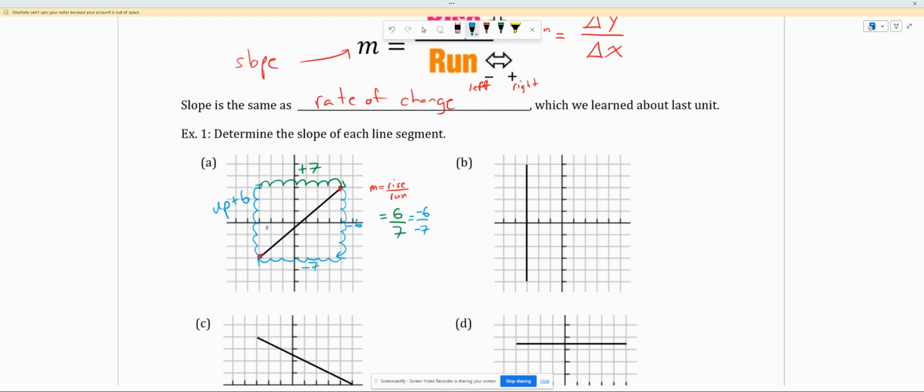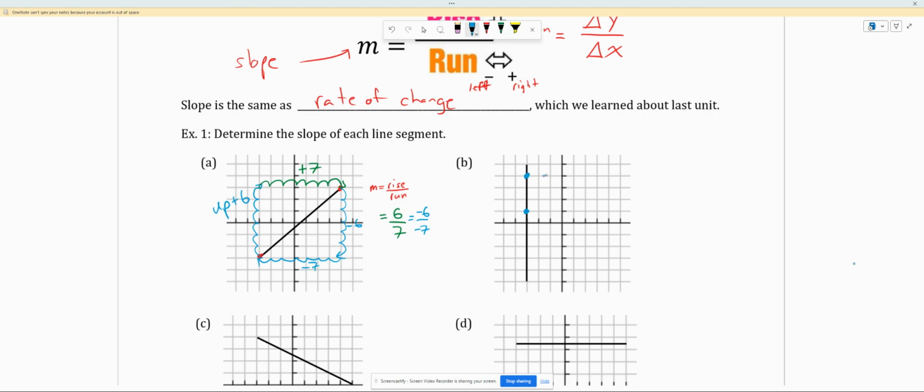So it doesn't matter which way, but it's good to have the same strategy every time. So find 2 points and find the change in the rise and the change in the run, and that'll create a fraction for you. Let's take a look at B here. We have a unique situation. Let's pick any 2 points here. Let's pick, say, this point and this point.